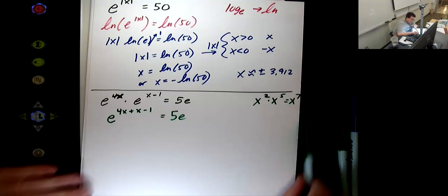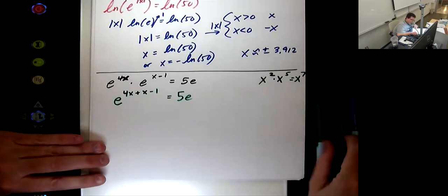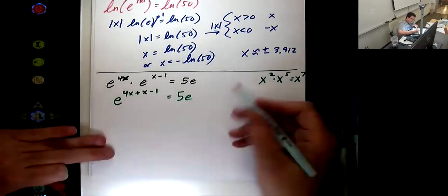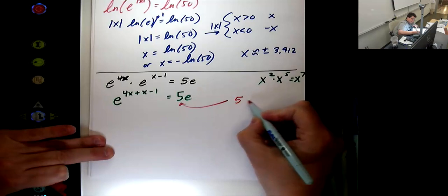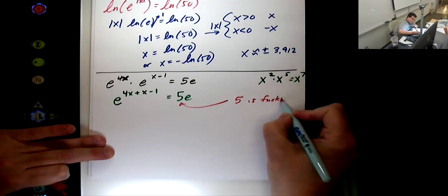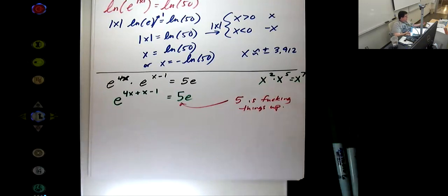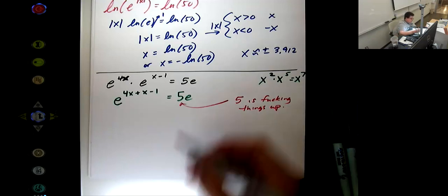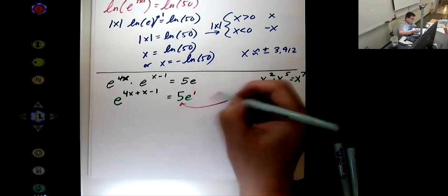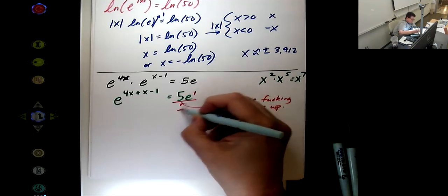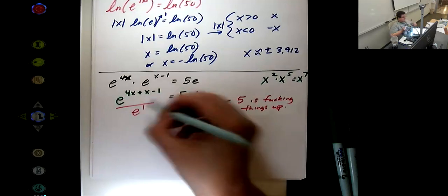And now, this 5 out front is really messing things up. If it wasn't there, we could just match exponents. We've got the same base, the exponents have to match. The 5 there changes that. So we have to take a different approach. This is actually e to the first power. So what we're going to do instead is divide both sides by e to the first power.